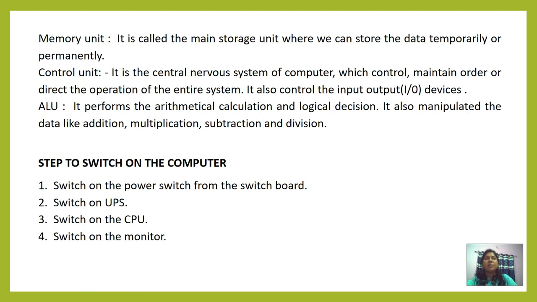So what is the memory unit? It is called the main storage unit where we can store data temporarily or permanently. And CU is your control unit. It is the central nervous system of the computer which controls, maintains order and directs the operation of the entire system. It also controls the input and output devices: keyboard and mouse are input devices, and monitor and printer are output devices.